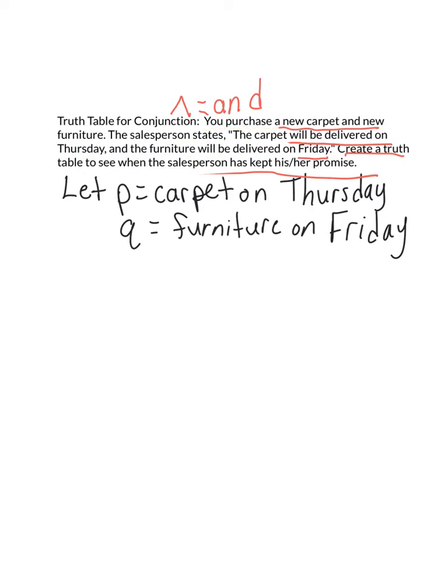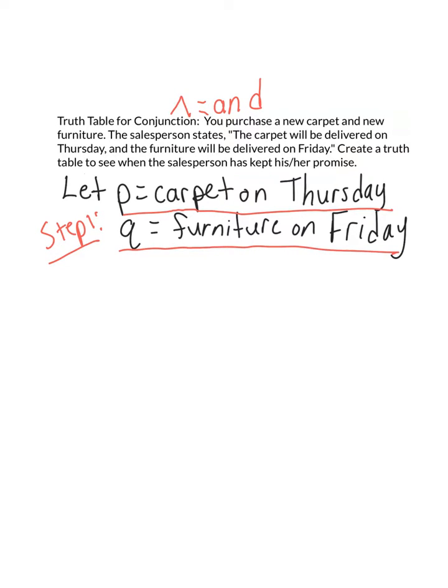Before we can analyze that statement made by the salesperson and make the truth table, we have a couple steps to do first. So step 1 is always going to be to assign letters to represent each of the ideas that you're analyzing. Now, I've already done that first step for you. So step 1 is right up here with the black pen in my messy handwriting. I already have let P represent the idea that the carpet's going to come on Thursday, and let Q represent the idea that the furniture is going to come on Friday.